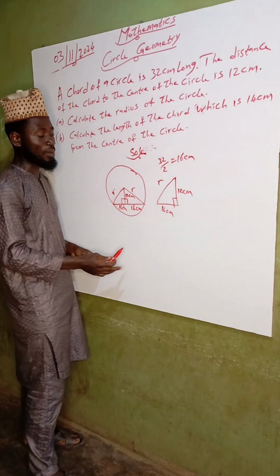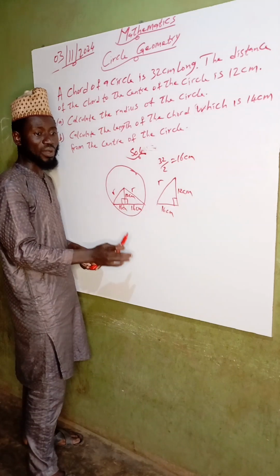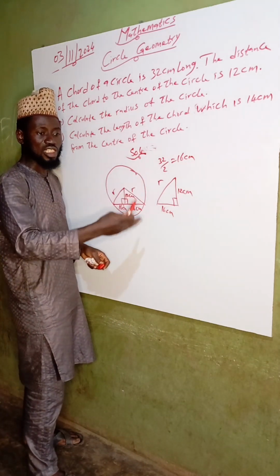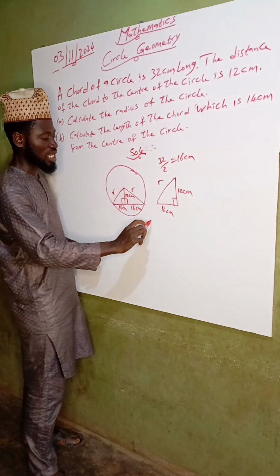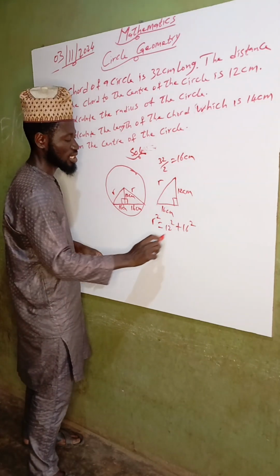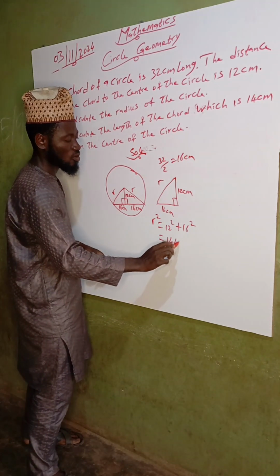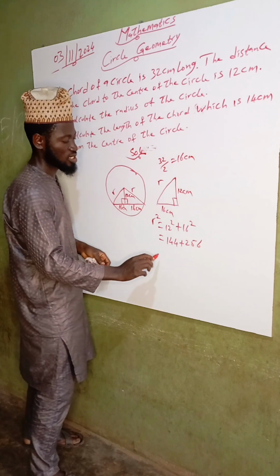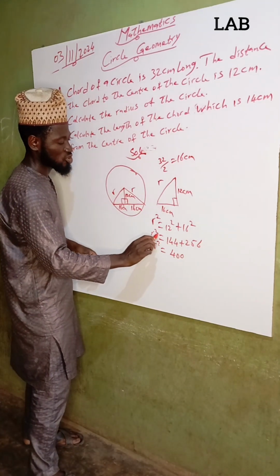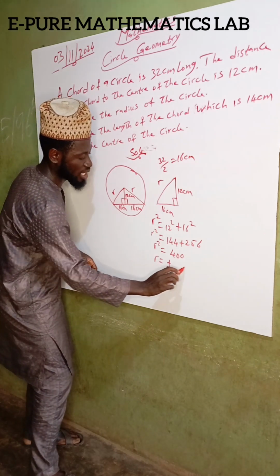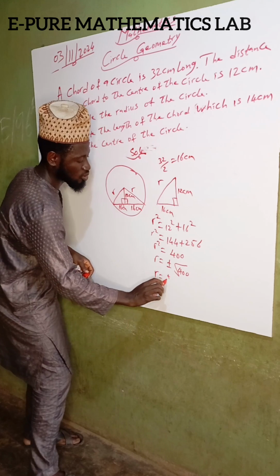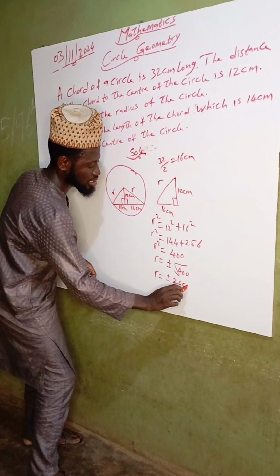And I've explained the meaning of the Pythagoras theorem. In a right angle triangle, the Pythagoras theorem states that the square of the hypotenuse is equal to the sum of the squares of the other two sides. That's why I'm going to say r squared equals 12 squared plus 16 squared. And that will give us 144 plus 256, which is 400. That's our r squared, such that r equals plus or minus the square root of 400, where r is plus or minus 20 centimeters.